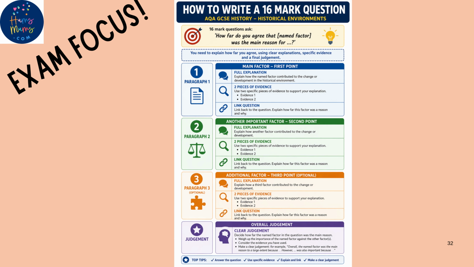Paragraph 1, the named reason in the question. A full explanation, 2 site-specific pieces of evidence to back up, and a link to the question. Paragraph 2, another reason, full explanation, site detail, and a link back to the theme. An optional, but advised, additional angle, this helps secure consistency. So another factor, another reason, some specific pieces of evidence, and a link to the question.